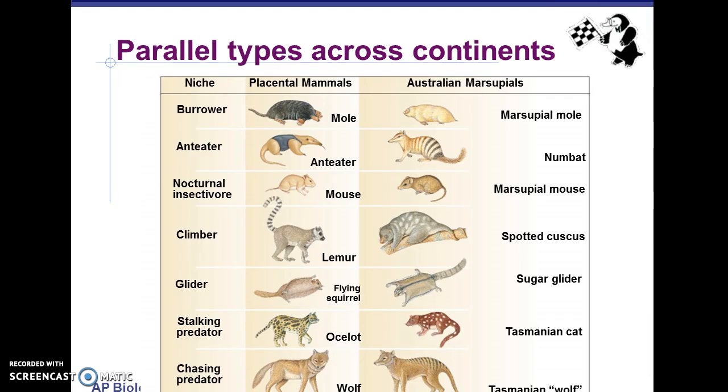Okay, so we're looking at these parallel types across continents: a mole versus a marsupial mole, an anteater versus a numbat. They all have the same adaptations. I don't need to go through all of these. You can take a look. Okay, here we go. We're going to go through all of them.